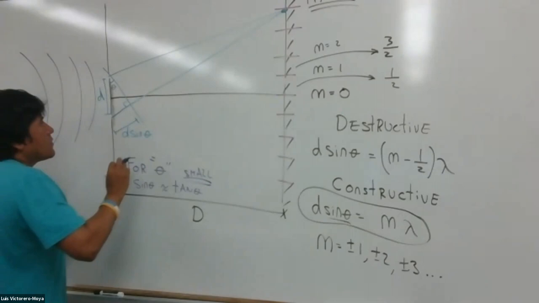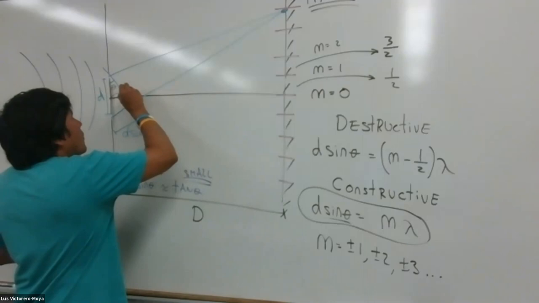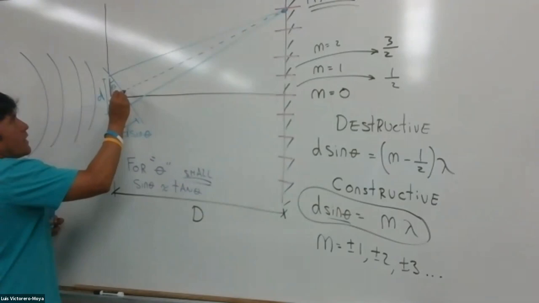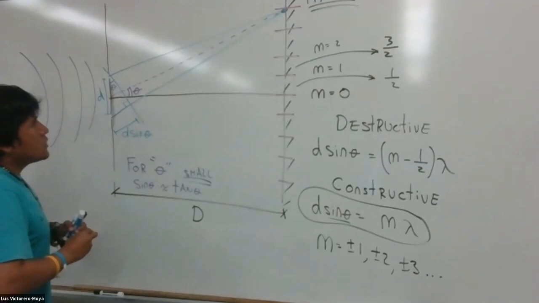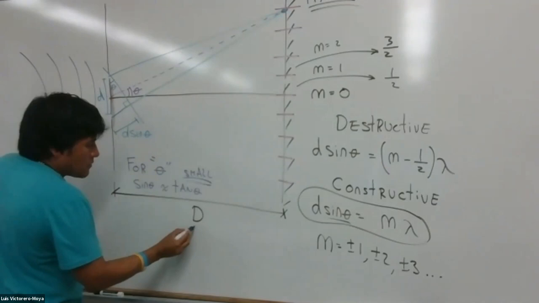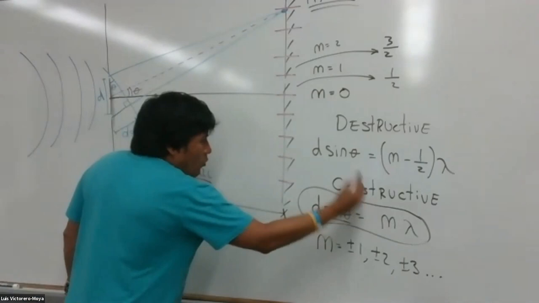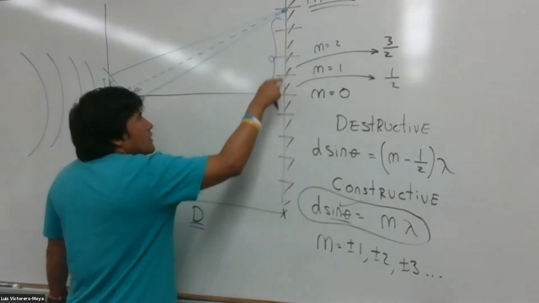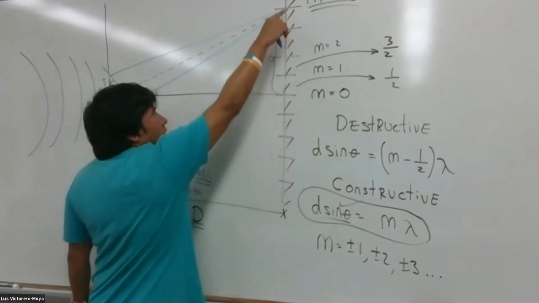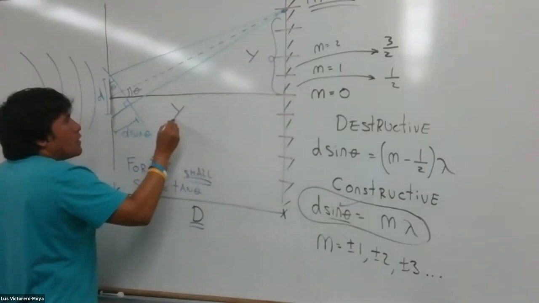From this point, you can always draw that, right? That there is also theta, by the way. All right? So if you have D, if you're given this distance between the slits and the screen, and you find this angle using this equation, then you can find this separation between the axis and the fourth order. That will be called Y. And that Y is equal to D tangent of theta.